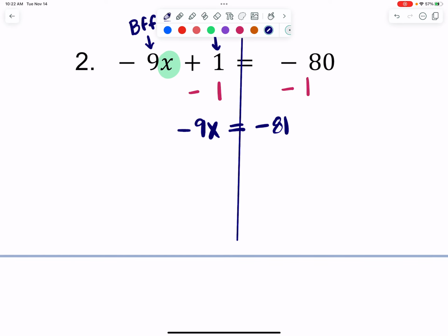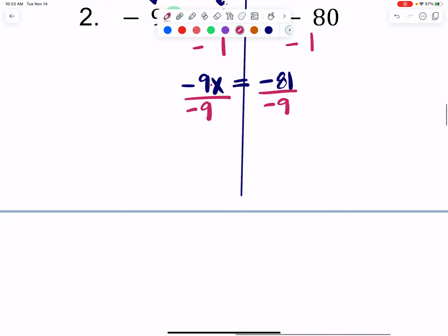Now it's time to separate you from your BFF. Anytime there's a number right next to a variable, it's understood to be multiplication. So we are going to do the opposite of multiply. That means we are going to divide, and you have got to take that negative with you. You cannot leave just the negative behind. A negative divided by a negative is a positive, so that means we're left with 1x. Negative divided by a negative is still a positive, so x equals 9.